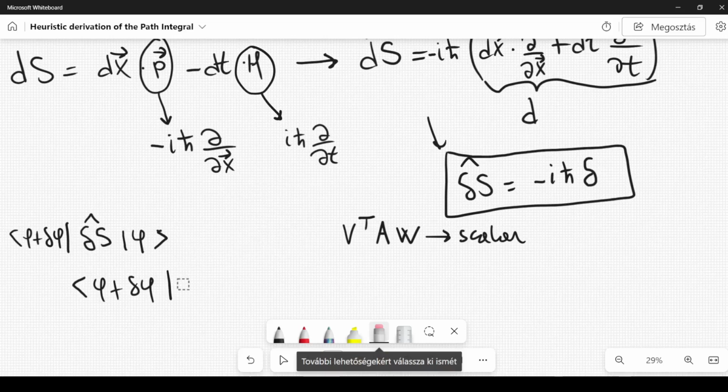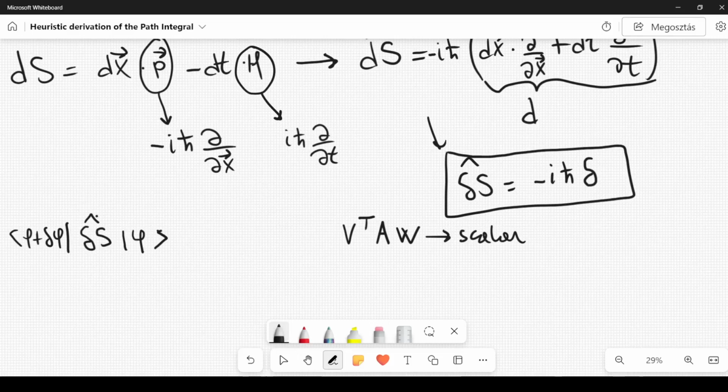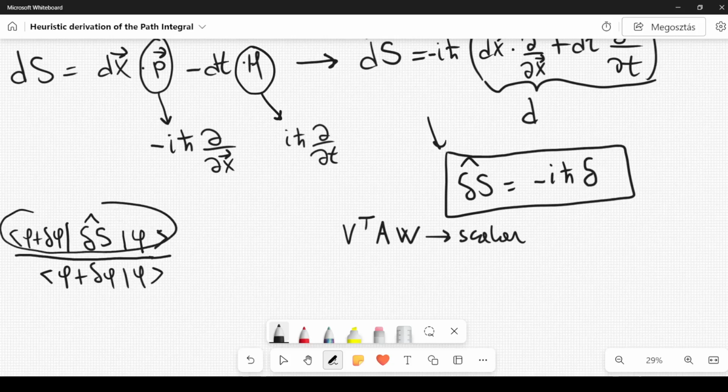And the scalar that we are going to get is basically some kind of average of this operator between the state phi and the state phi plus delta phi. So if we divide this by the inner product between phi plus delta phi and phi, we are really going to get some normalization of this average. So we are going to get the average of this operator here.